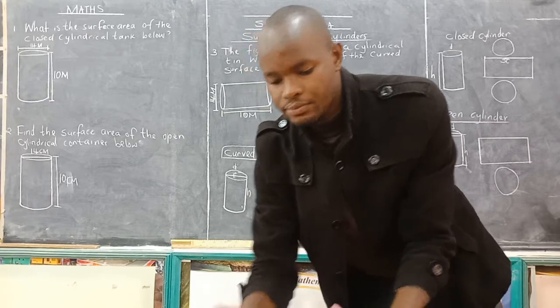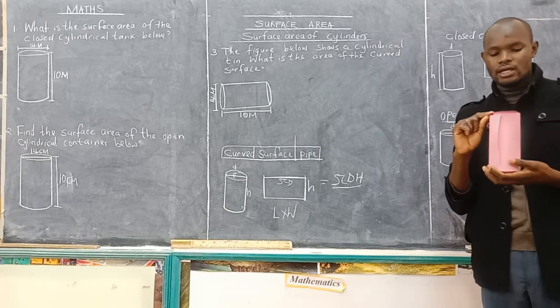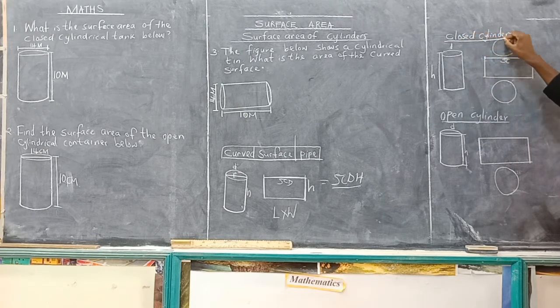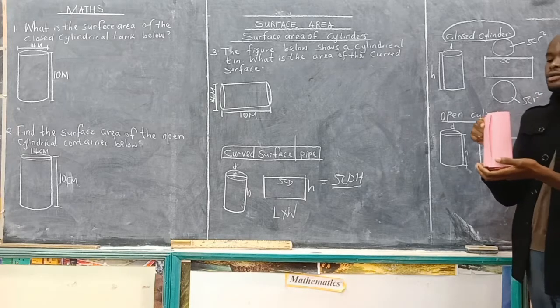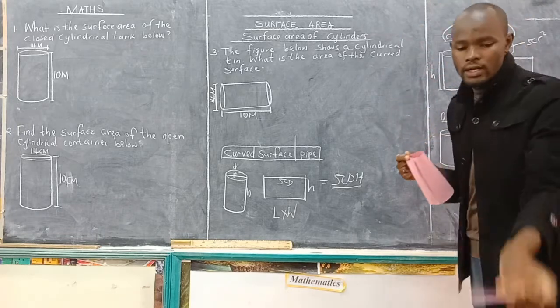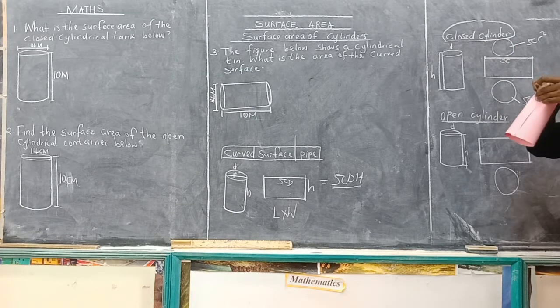You can use another example. If it is a closed cylinder, like this one, we have two circles, one at the top, the other at the bottom. So when you're talking about a closed cylinder, what formula are you supposed to use? First, this is one circle, so it is pi r squared. The area of a circle is pi r squared. We have another one, pi r squared. Then we have the curved distance.